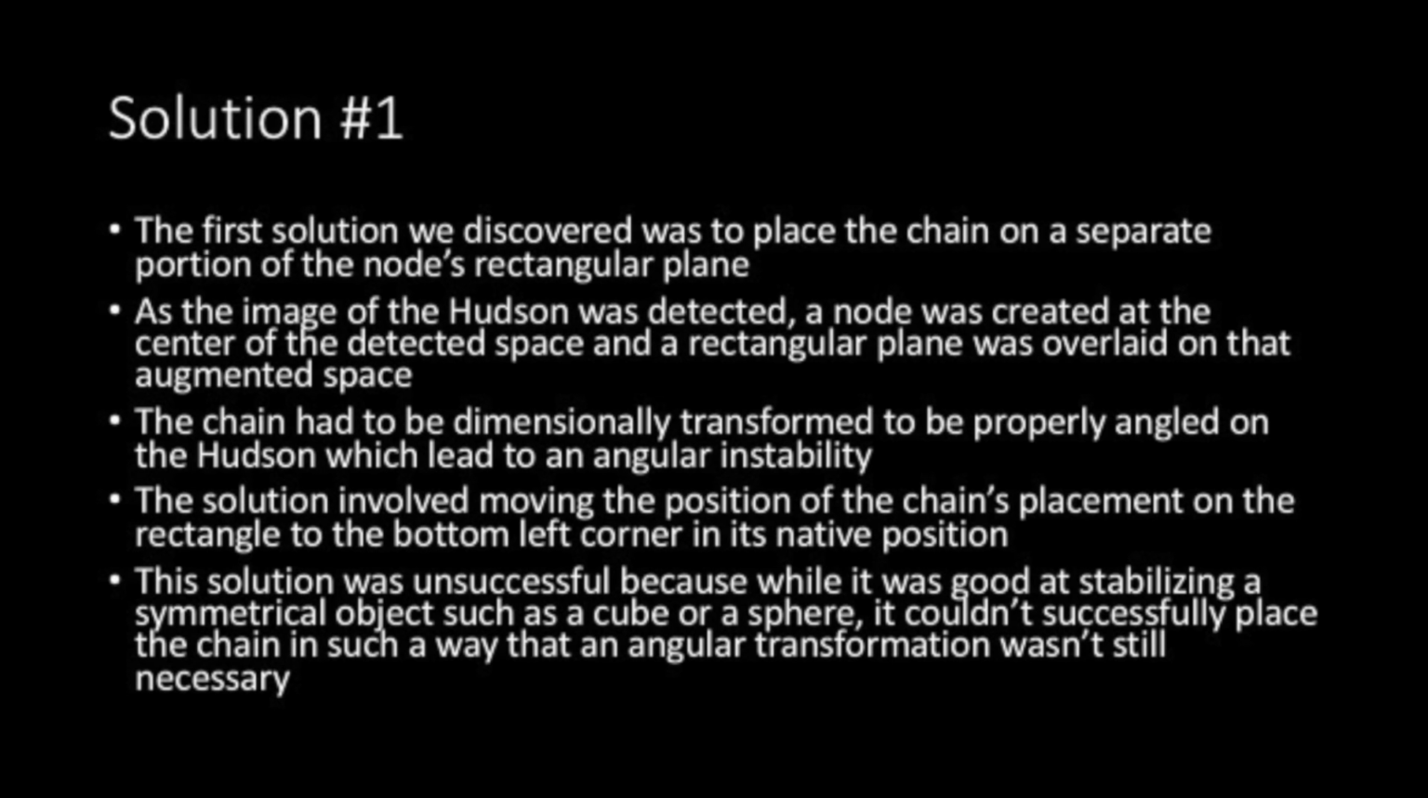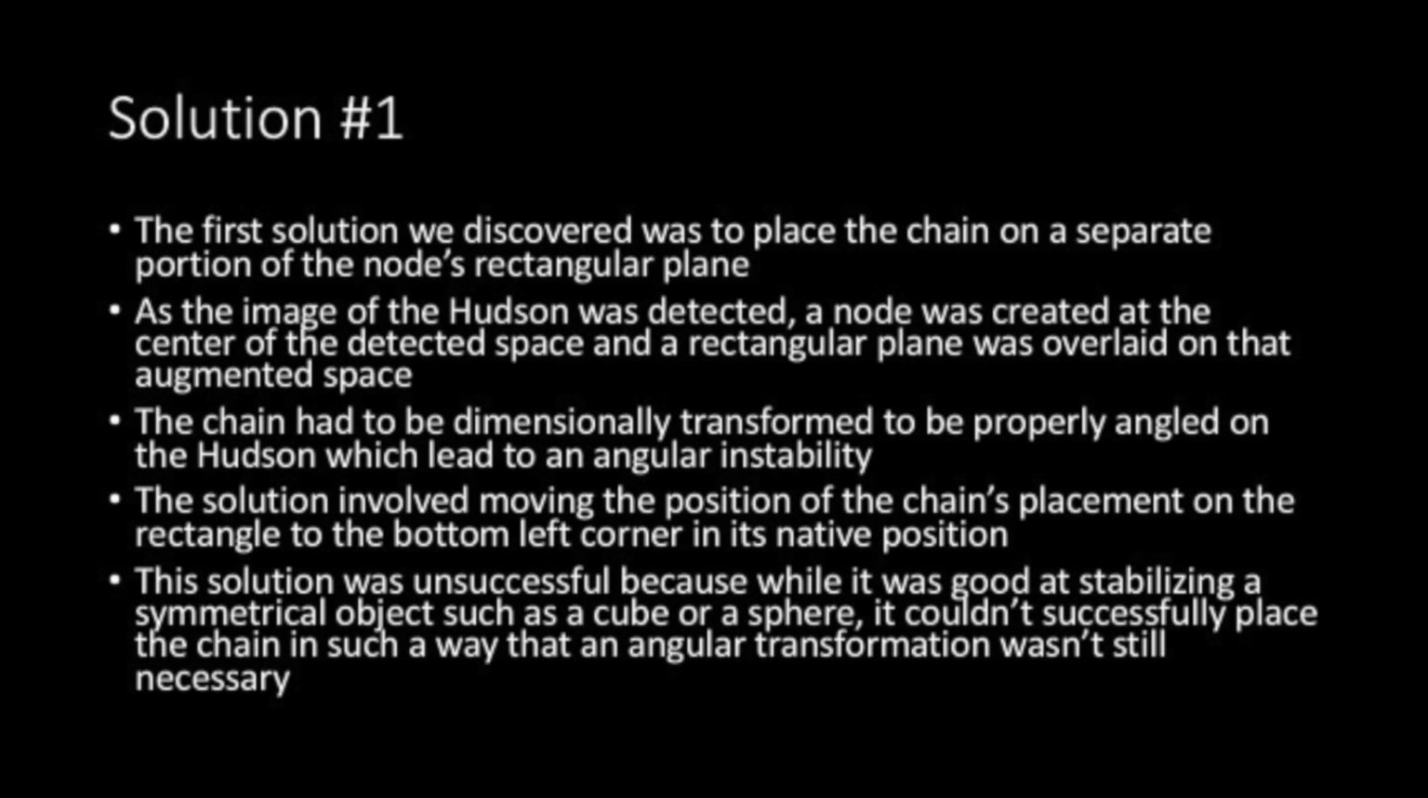The first solution we discovered was to place the chain on a separate portion of the node's rectangular plane. As the image of the Hudson was detected, a node was created at the center of that detected space, and a rectangular plane was overlaid on that augmented space. The chain had to be dimensionally transformed to be properly angled on the Hudson, which led to an angular instability.